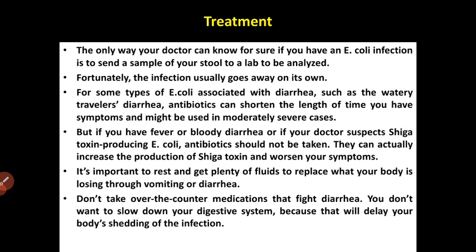Fortunately, the infection usually goes away on its own. So, it's on the immunity level. Okay? For some type of E. coli associated with diarrhea, such as the watery traveler's diarrhea, antibiotics can shorten the length of time you have symptoms. What will antibiotics do? They will suppress the symptoms and might be used in moderately severe cases. Okay? But if you have fever or bloody diarrhea, and if your doctor suspects Shiga toxin producing E. coli, antibiotics should not be taken.